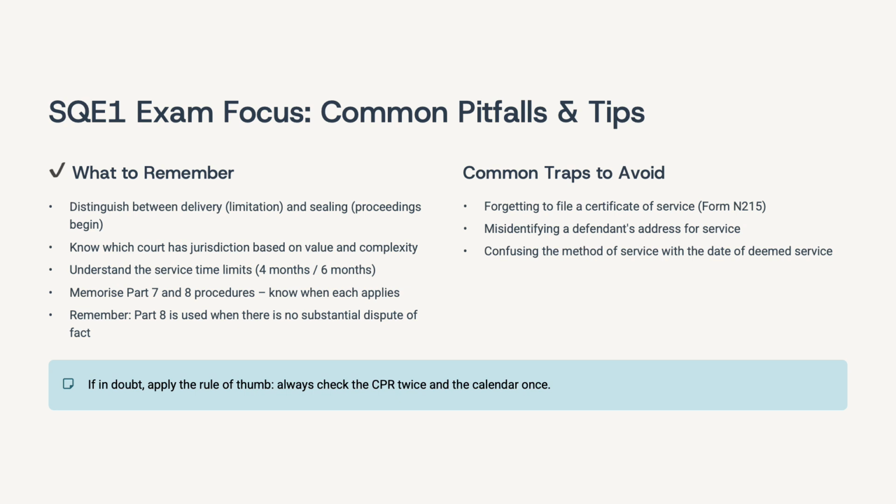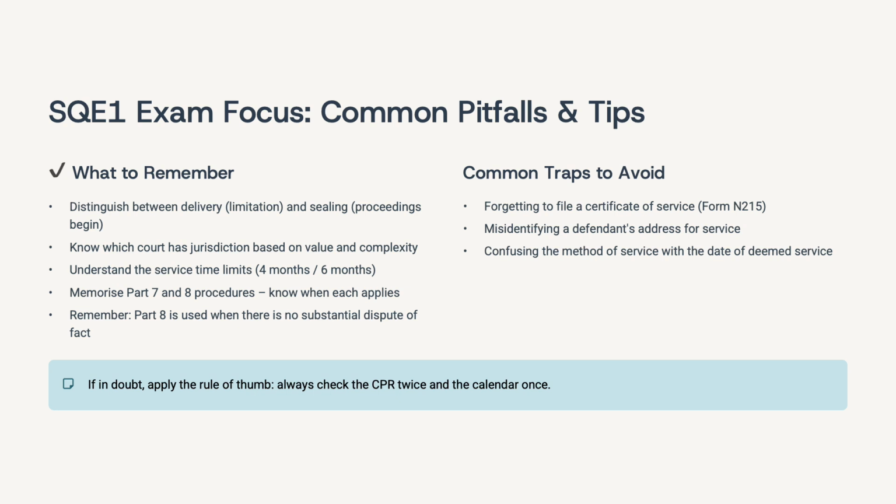I will try to just wrap up everything. First, be crystal clear about when proceedings start, delivery stops, limitation, sealing starts the action. So, limitation is different, start is different. Second, know your jurisdiction, county court for most, High Court for big leagues. Third, service time limit, 4 months here, 6 months abroad. Forget that and you might as well write automatic fail in the margin.